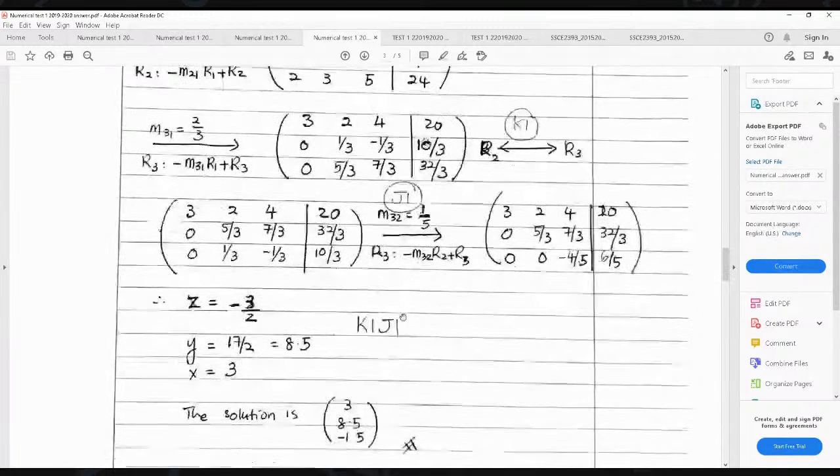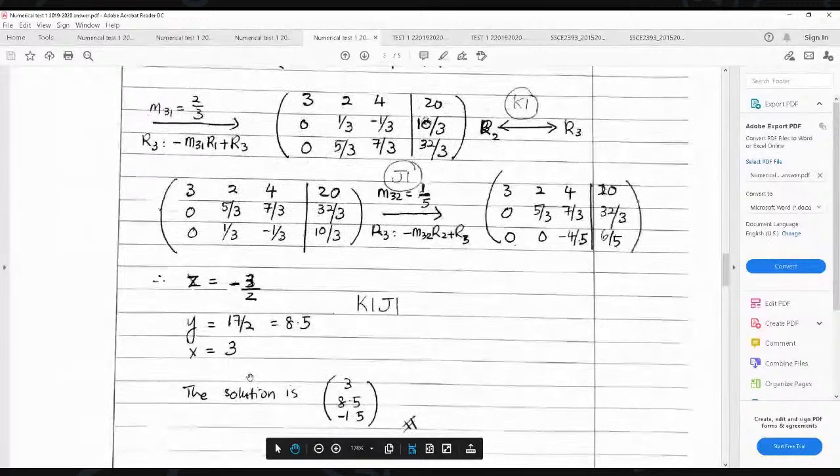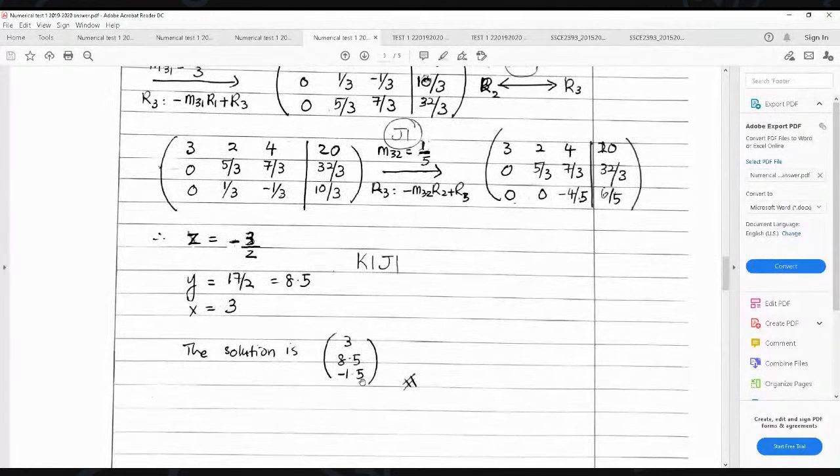Now we focus on the last matrix for Gauss elimination and go to backward substitution. You get Z equal to 6 over 5 divided by 4 over 5, which is negative 3 over 2. On the second row you get Y, and on the first row you get X. So the solution for the linear system of equations is 3, 8.5, negative 1.5. Now I go to the question.